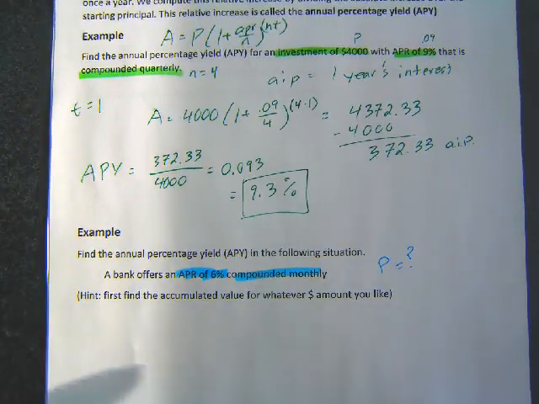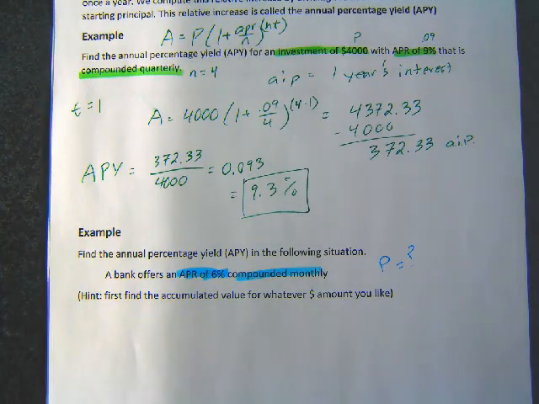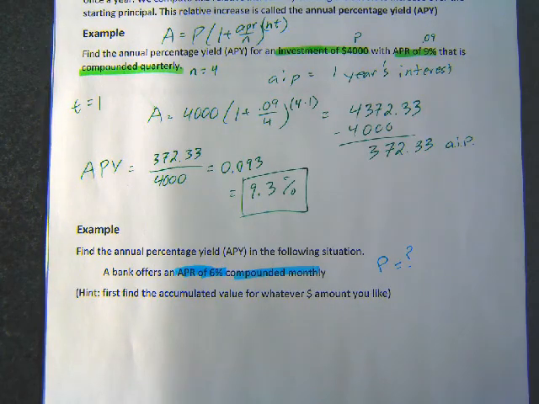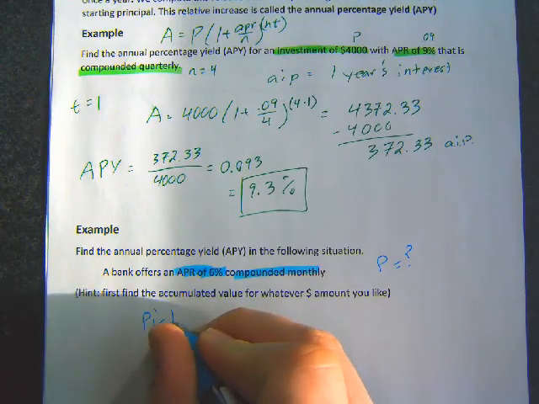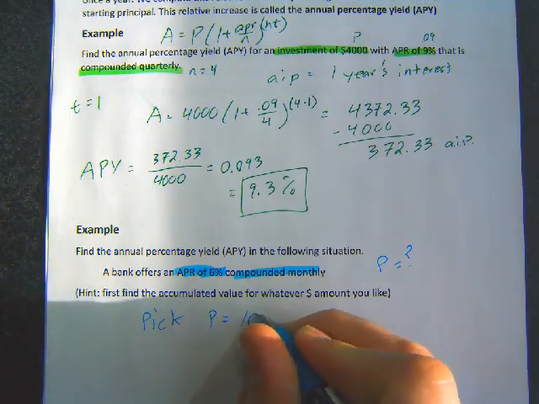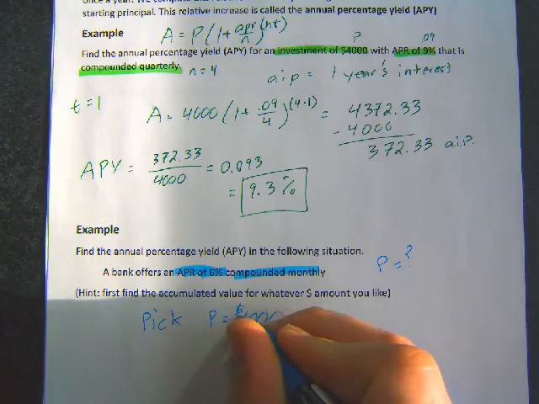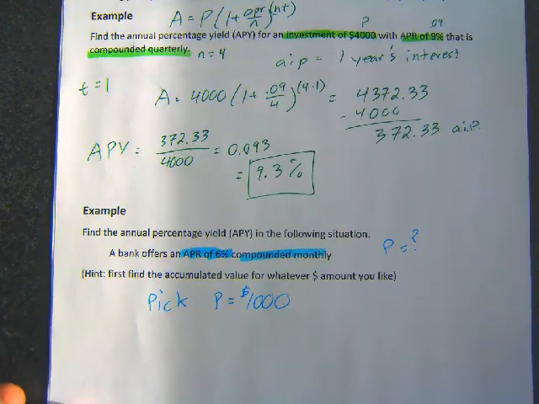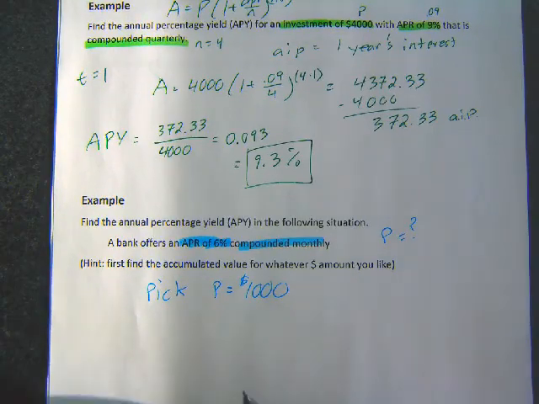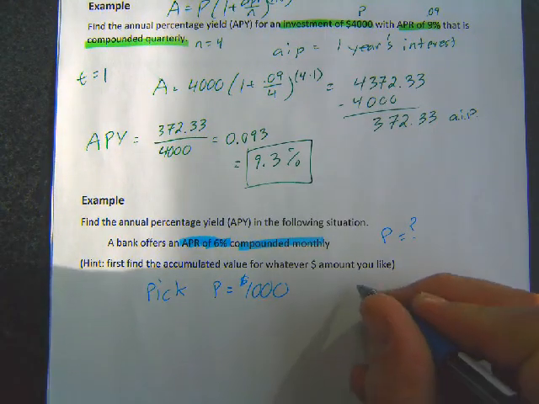I don't want to get too small. Like $1 can actually get kind of confusing because you get really small decimals and stuff. So I usually pick something nice and easy, around 1,000 or 100. I'm going to do 1,000. So let's pick P equals 1,000. And it doesn't matter which one you picked. If you started with 1,000 or 100, you'd come out with the same APY at the end, no matter what. Then using this, I'm going to do that same formula again.